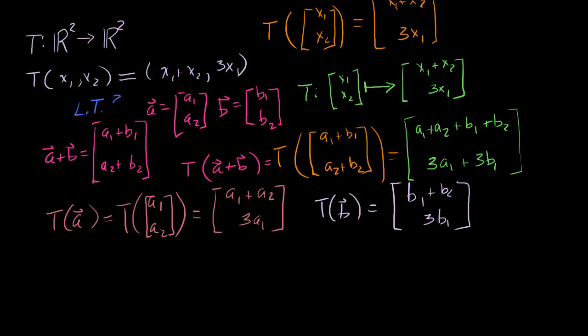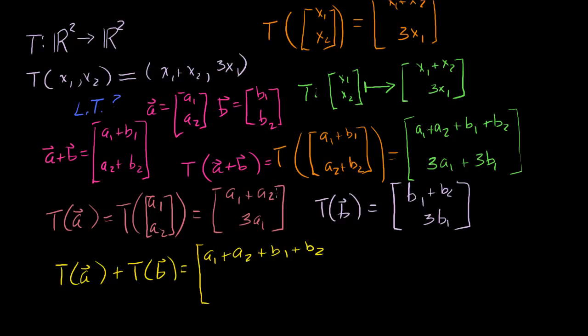Now, what is the transformation of vector a plus the transformation of vector b? What's this vector plus that vector? Well, this is just pure vector addition, so we just add up their components. So it's a1 plus a2 plus b1 plus b2. That's just that component plus that component. The second component is 3a1, and we're going to add it to that second component. So it's 3a1 plus 3b1.